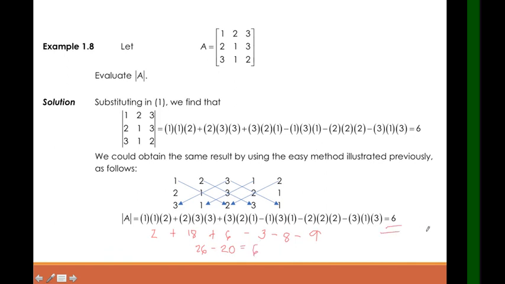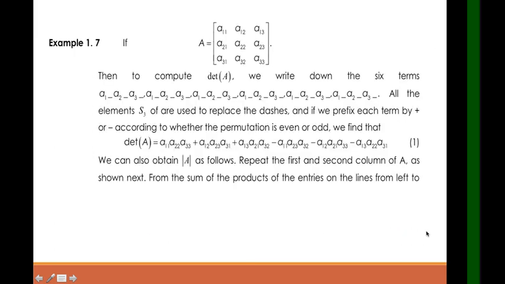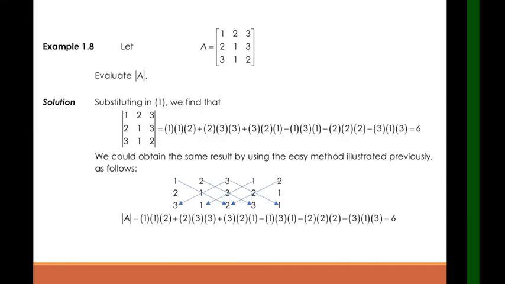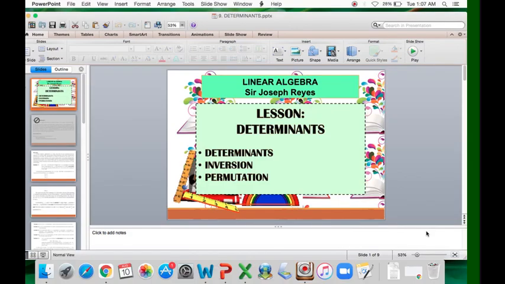Ayan. So that's how we solve for the determinant of a 3x3 matrix and for the determinant of a 2x2 matrix. So yun lang yung pinaka-point ng discussion natin, to discuss about determinant, how to solve the determinant, and how to compute for the permutation, or if it is an inversion or not inversion, if it is an even inversion or odd inversion. Okay, so that's all about the determinants, inversion, and permutation. With that, thank you very much for your listening.